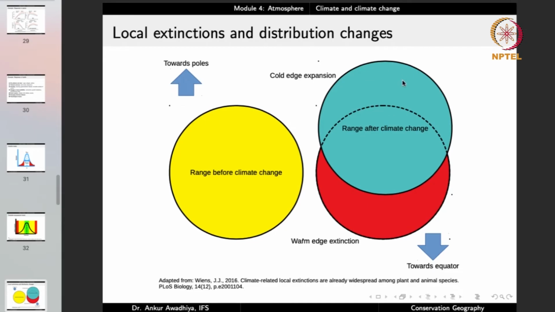On the other hand, these areas that were earlier too cold for the organisms to live in, they have now become warm enough, and so the organisms can be found in these locations. So the range changes, and this is known as the cold edge expansion. So whenever the temperatures increase, we find extinctions and deaths in the warmer areas of the range, and we find an extension in the colder areas of the range. But then this process cannot go on forever.